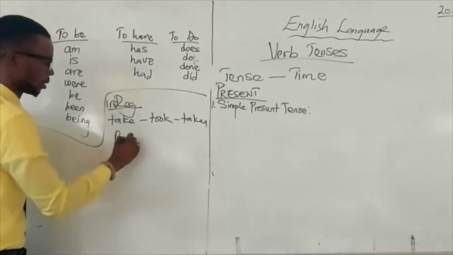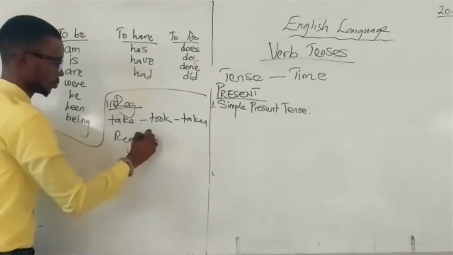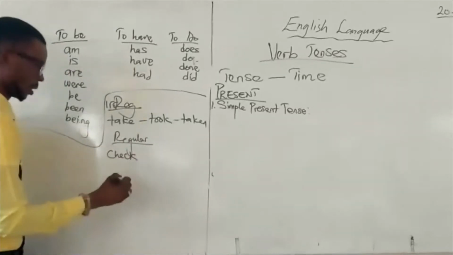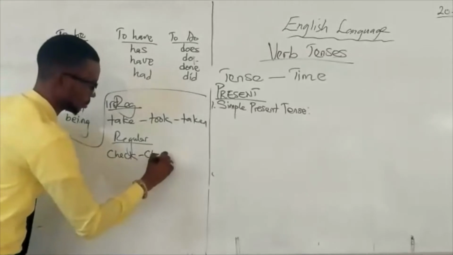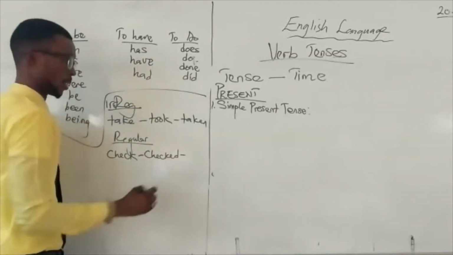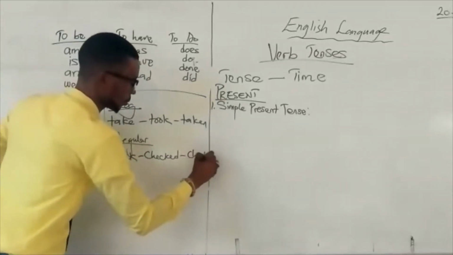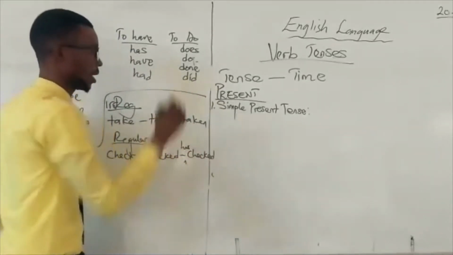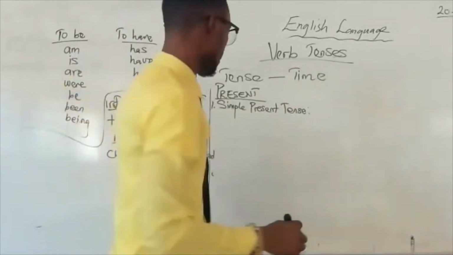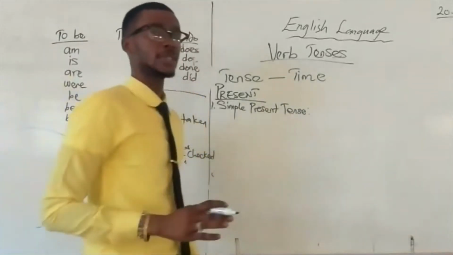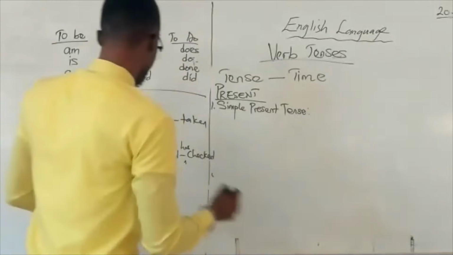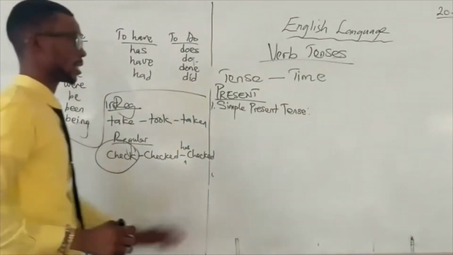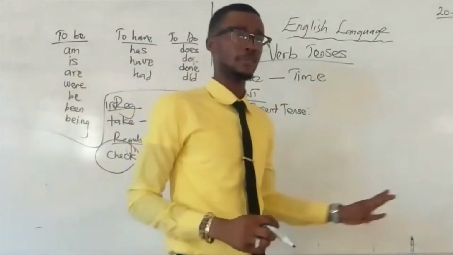Now the regular, let's say the verb to check. The past tense is checked. The past participle is, you can use have or has checked, depends on the subject. All right, the simple present tense form of the verb. Now let's use this verb as an example. The verb to check, we're going to use it all through the 12 verb tenses.